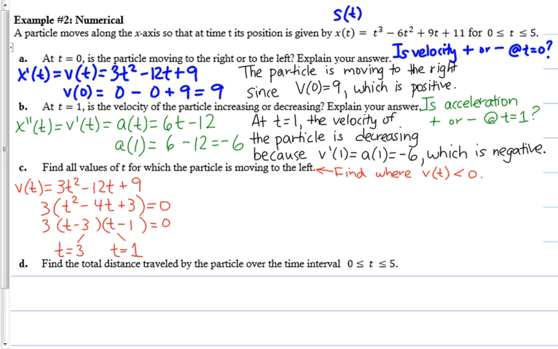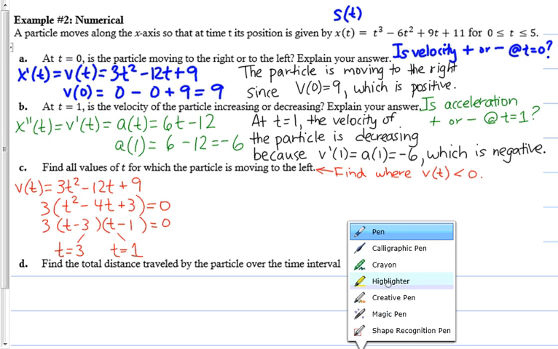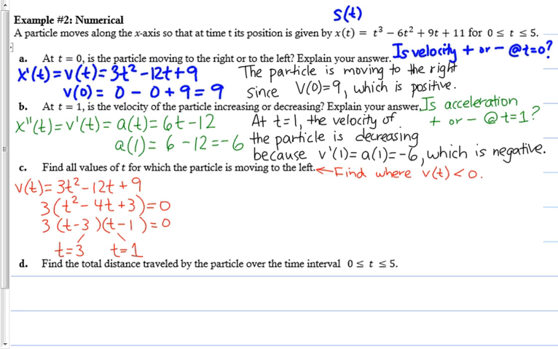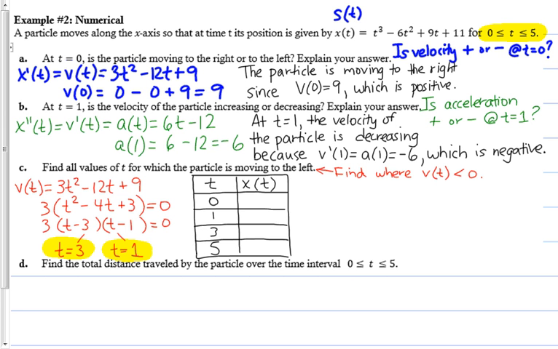Okay, now here's the important part that people always forget or have problems with. I just found these out, right? But these aren't the only places that I actually have to check. I also have to check my interval. Up here, remember this? From 0 to 5? So I'm going to make my table, and I'm going to use the t values of 0, of 5, of 1, and of 3. Okay, so there's my table. I used my two numbers that I found by factoring, and I used the endpoints on my interval. So 0, 1, 3, and 5.